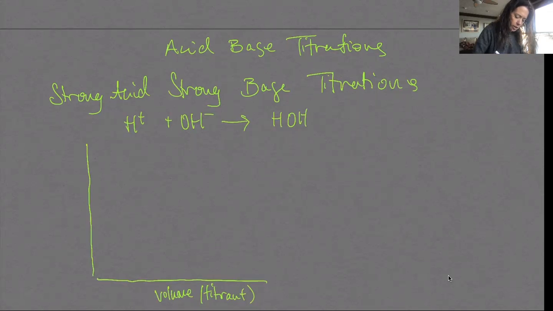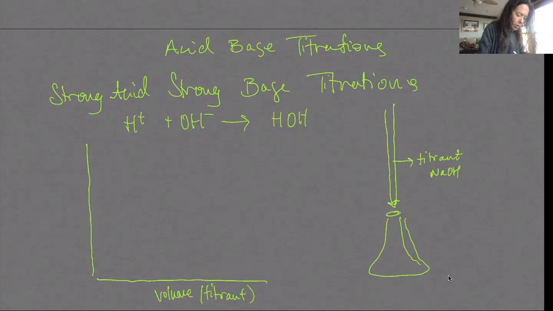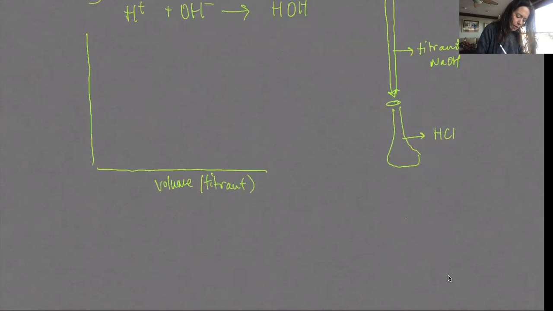That is what is in the burette, okay? This is your titrant. We're going to say that it is sodium hydroxide, all right? And down here you have your flask. And that will be your strong acid. And that will be HCl, okay? As you know, we need to put an indicator.